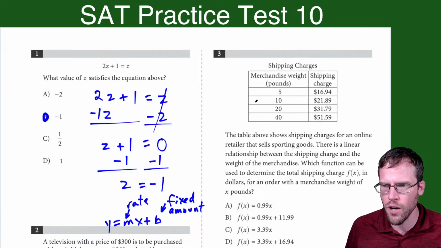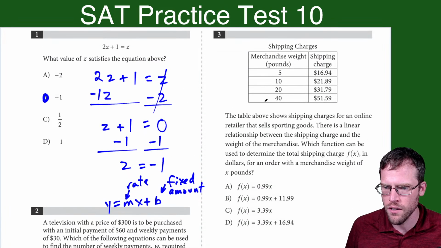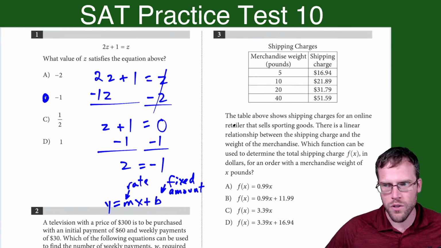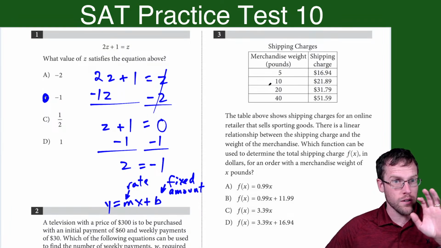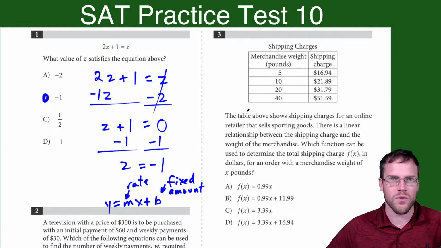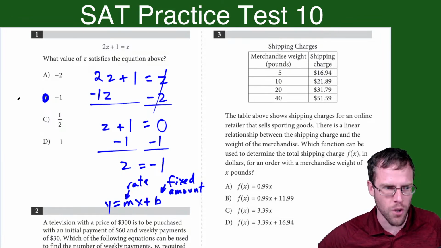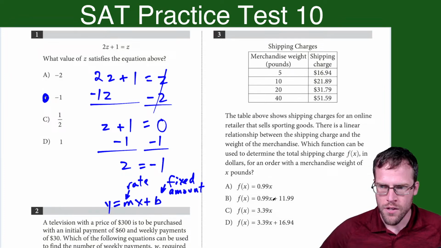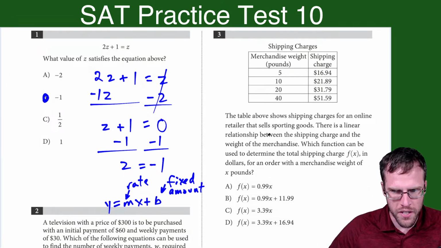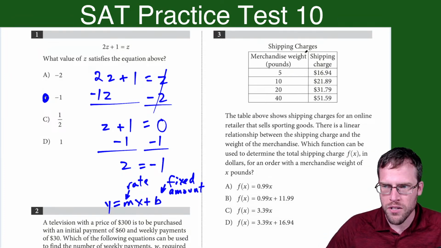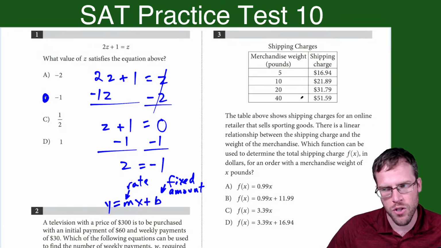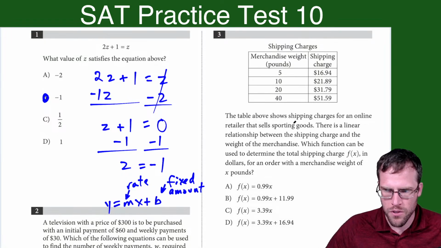All right, so up to this section over here. For question 3, and once in a while, keep in mind here, we don't get to use a calculator for any of these questions. I don't know if I shouted that loud enough, but we don't get to use a calculator here. So let's see. Now for question 3, we have shipping charges for merchandise weighing this many pounds, and this is how much it costs to ship. So the table above shows shipping charges.